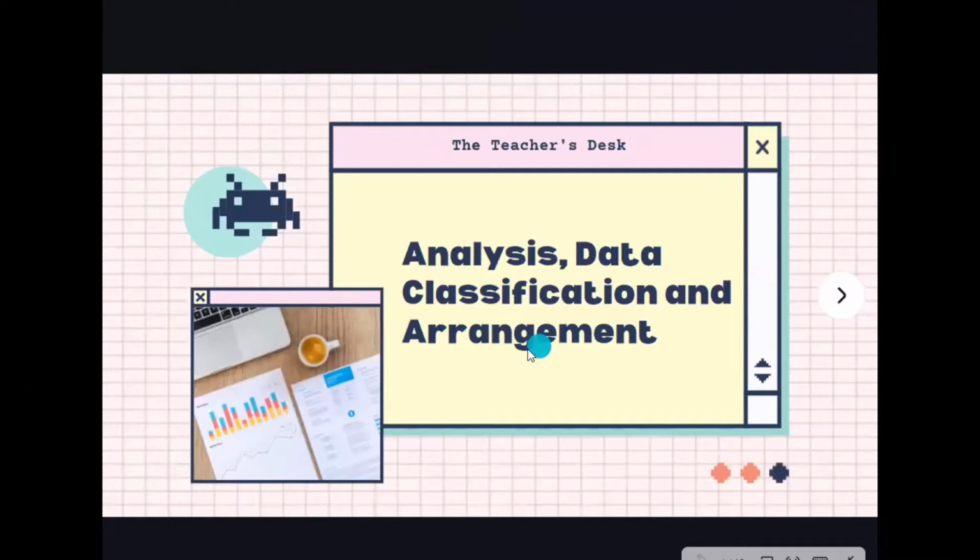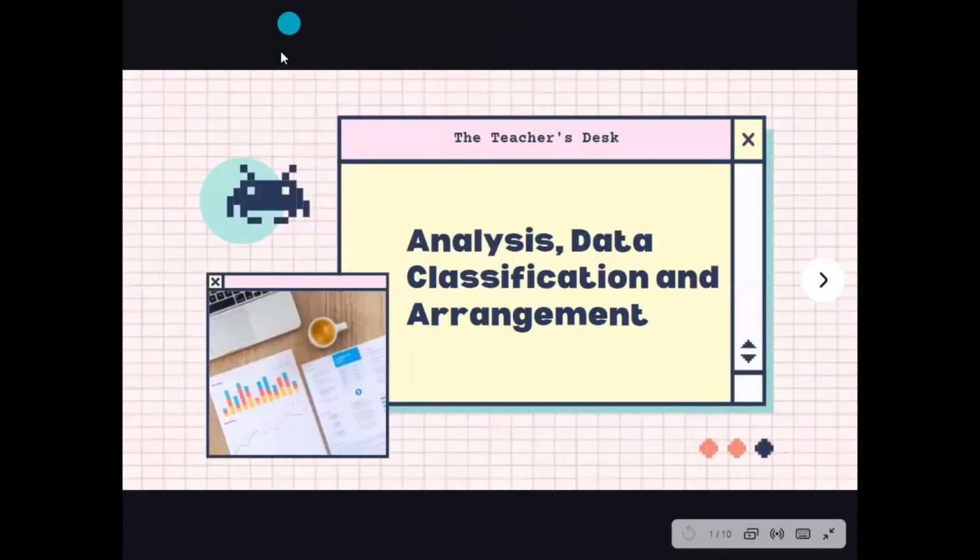Today we're going to discuss some parts of chapter 4. In this chapter, the researcher makes his analysis, presentation, and interpretation of his data. But for today's discussion, we are only going to focus on analysis, data classification, and arrangement.